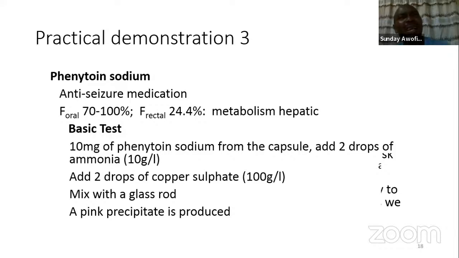We say that's saturable kinetics, okay, and all of those kinetics. For us to know that we have phenytoin sodium, just open the capsule, and then we weigh out about 10 milligrams of phenytoin sodium. We add 2 drops of ammonia, then 2 drops of copper sulfate. We mix with a glass rod. A pink precipitate is produced. If the precipitate you have is not pink, is blue or yellow, or no precipitate at all, then we can start interpreting that either it is a blank, just starch you have in there, or they put some other chemicals that we don't know the safety characteristics or profile of.